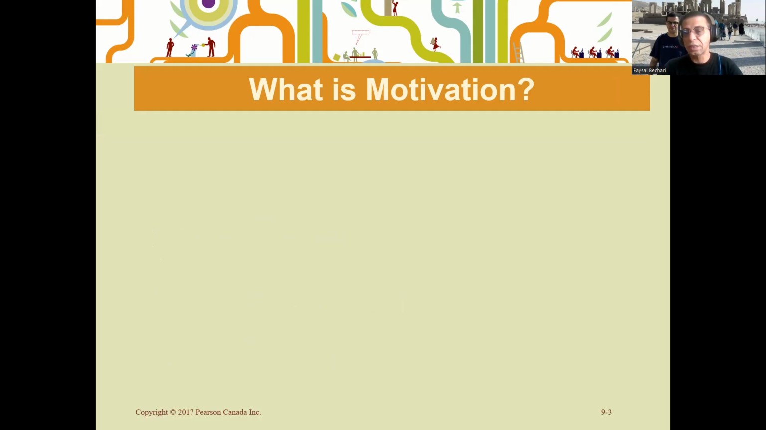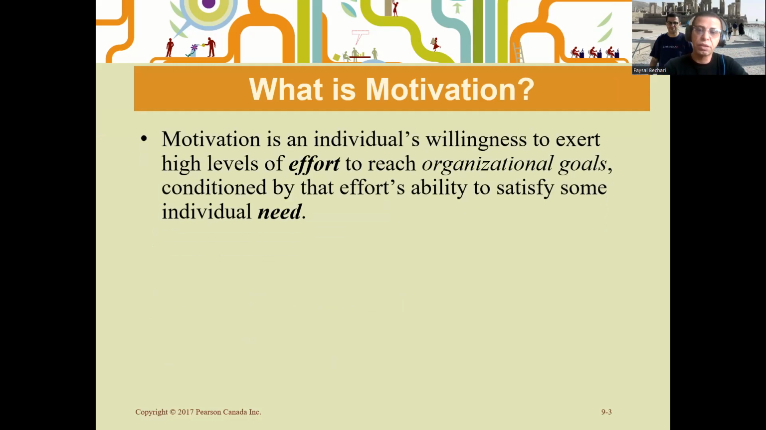Now, what is motivation? Motivation is the willingness to exert a high level of effort to reach organizational goals, conditioned by that effort's ability to satisfy some needs. So it is an individual's willingness to put a high level of effort to reach organization goals, but there are some rewards for him too.